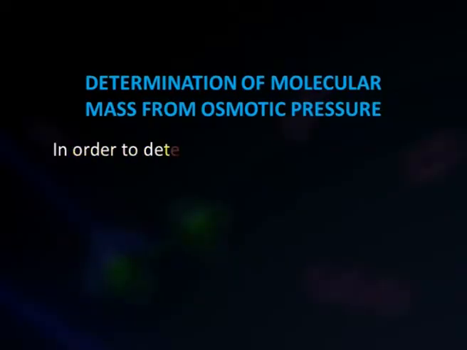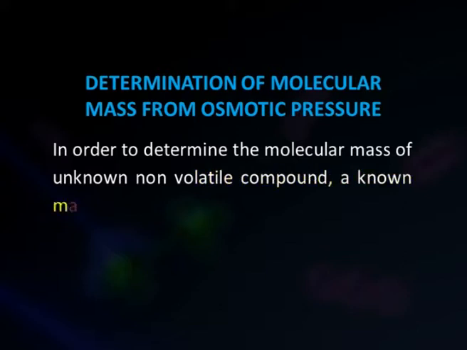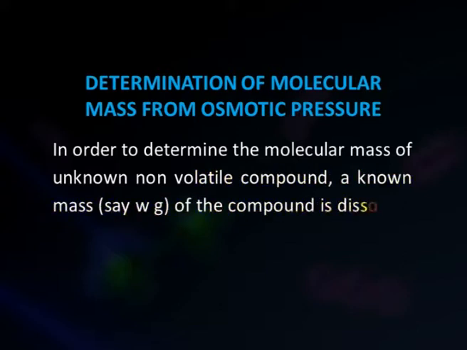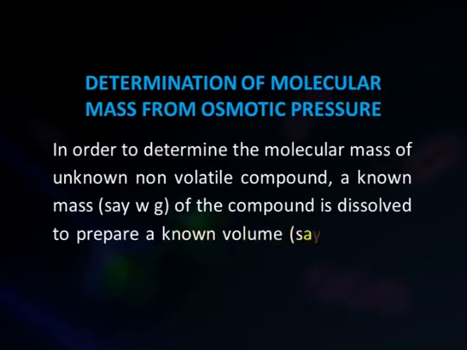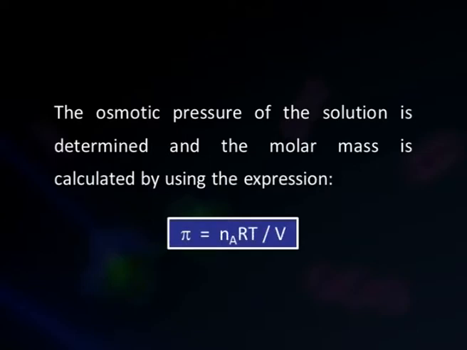Molecular masses of non-volatile substances can be determined with the help of osmotic pressure. For this purpose, a known weight of non-volatile solute is to be taken to make a known volume of the solution. Let us take W grams of the solute and prepare V liters of the solution. Then pi will be equal to nA RT upon V.